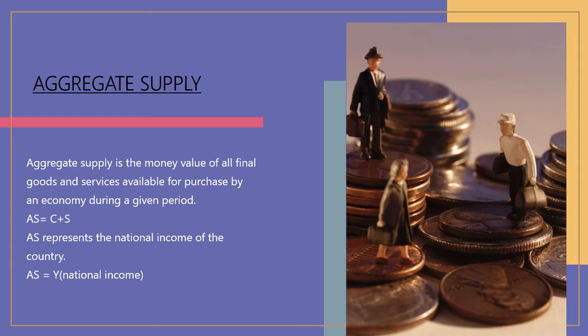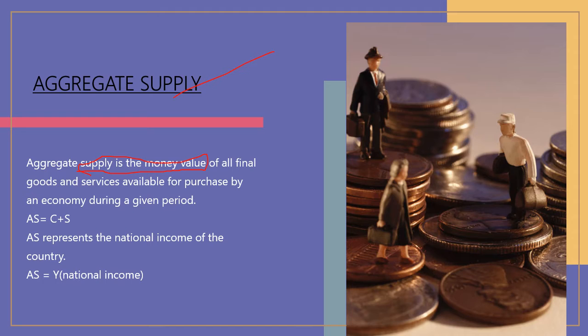Next one is aggregate supply. What is aggregate supply? Aggregate demand is the total value of all final goods and services. But aggregate supply is a money value. The most important word is money value. It is the money value of all final goods and services available for purchase in an economy during a given period. That period's earnings are the income. I said aggregate demand is expenditure, but aggregate supply is income. It is also called national income.